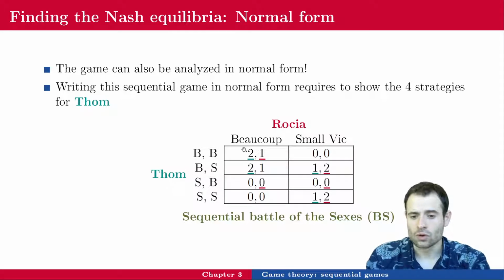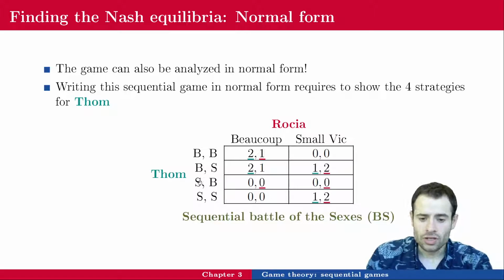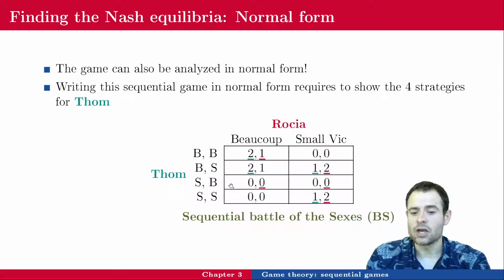If Tom follows Rosia no matter where she goes, so beaucoup when she goes to beaucoup and small victory when she goes to small victory, in both cases they meet. In the first case, they meet at beaucoup, which is why Tom gets a payoff of 2 and Rosia a payoff of 1. In the second case, they both meet at small victory, so Tom gets a payoff of 1 and Rosia gets a payoff of 2. In the third case, Tom is missing her both times.